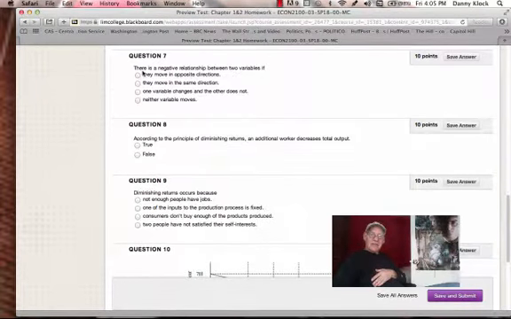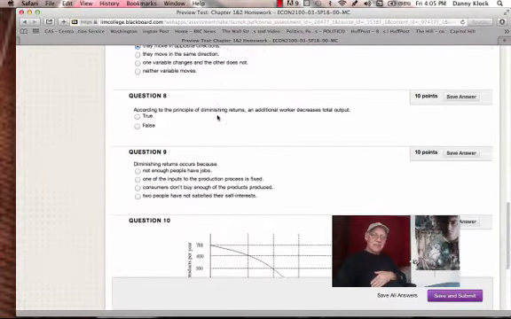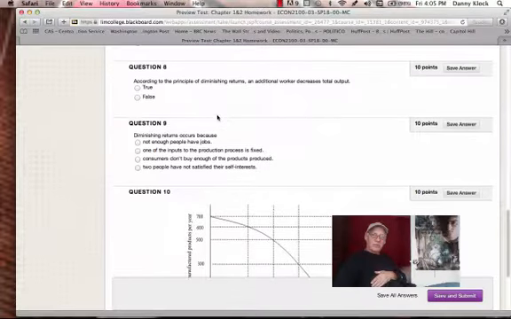Number 7, there is a negative relationship between two variables. A little math here, right? And so obviously they move in opposite directions. We're going to do a lot of graphs with these things, but I will be doing a whole bunch of negative variables.